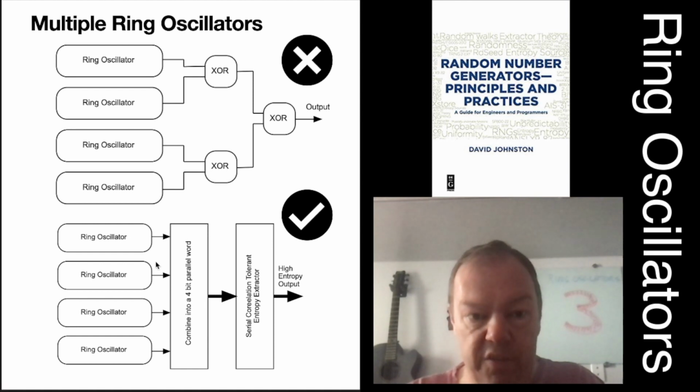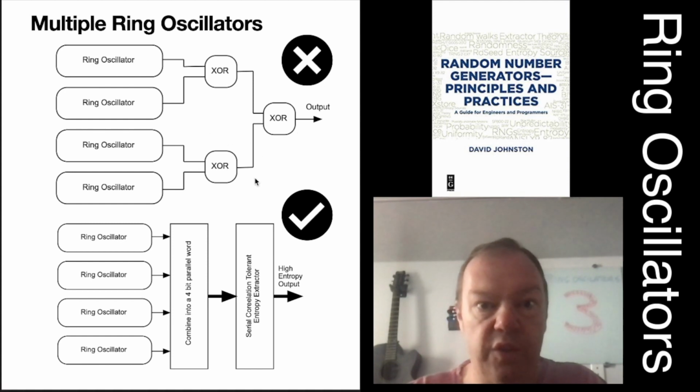The advantage here is obviously the output is faster. You've increased the source speed by a factor of 4, whereas here you started with a source speed of a factor of 4, and what amounts to your extraction function, this tree of XORs, is then slowing it down back to the same speed as a single oscillator. So that's another problem with these XOR trees.